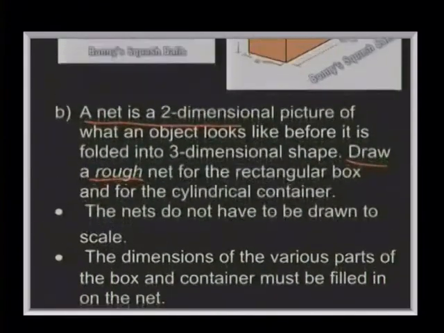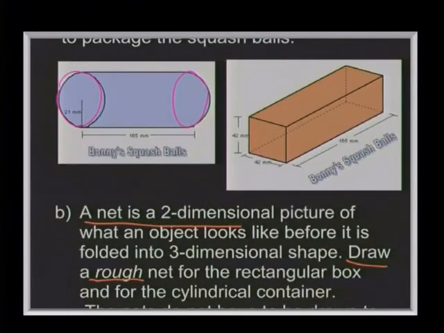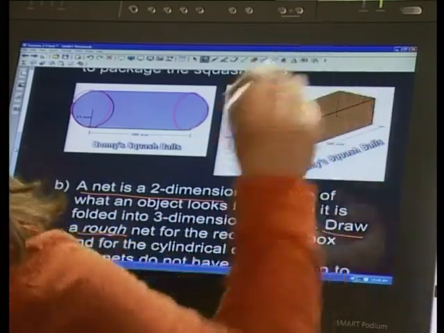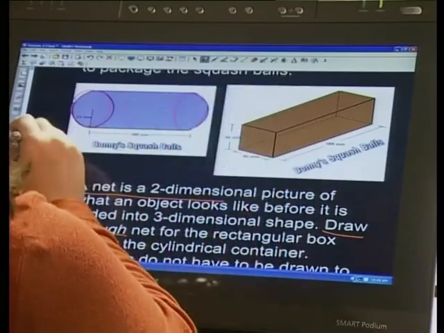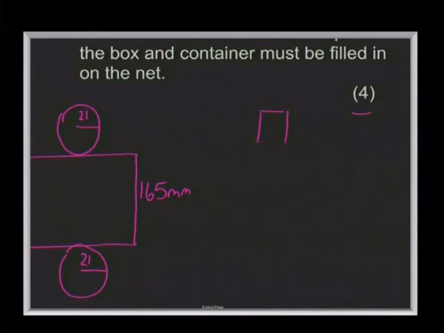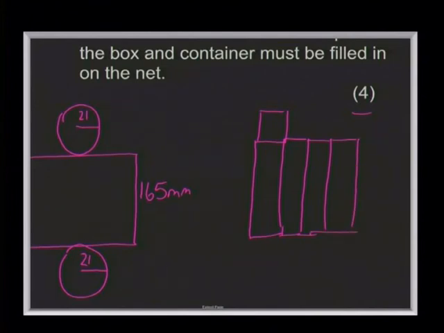Let's go back to our rectangular prism. And what have we got? We've got 2 squares and 4 rectangles. The rectangles all have the same shape. So we're going to draw that as 2 squares. I'm going to only draw 1 square for now, and 4 rectangles, all with the same width. And my other square.